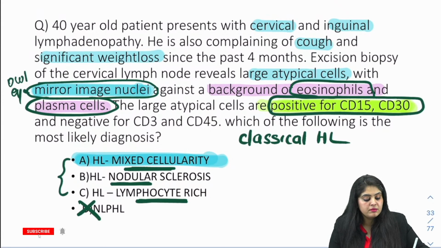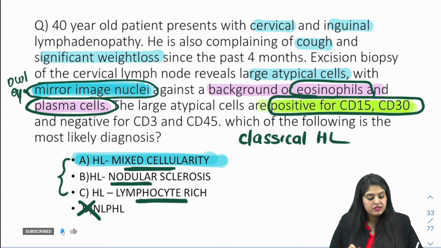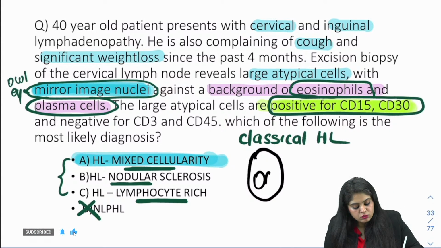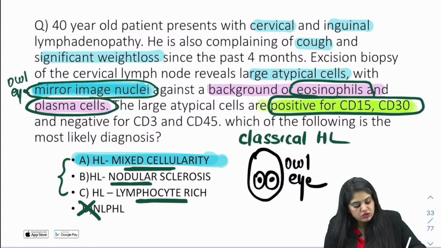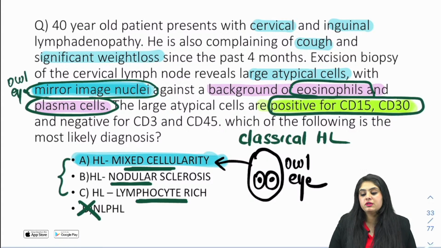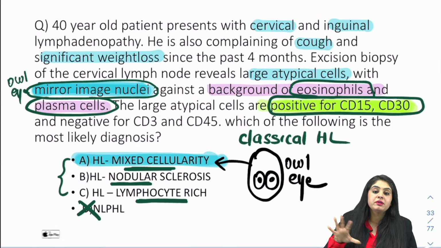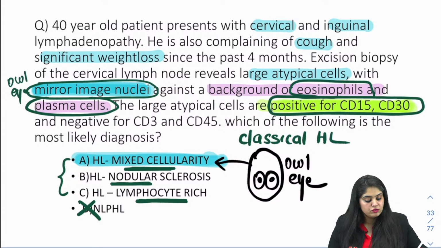And what is this mirror image nuclei? Which RS cell? Mirror image nuclei means the 2 eyes. Owl eye was mentioned. If owl eye was mentioned, then also my mind will take me towards mixed cellularity. So there were 2 hints: the owl eye was mentioned and mixture of cells was also mentioned. So yes, this is a classical case of mixed cellularity.